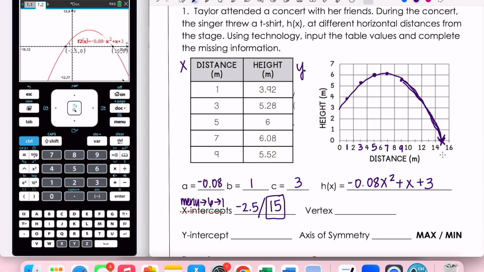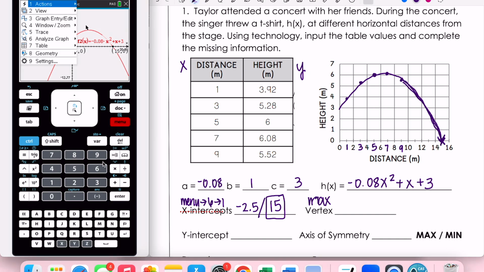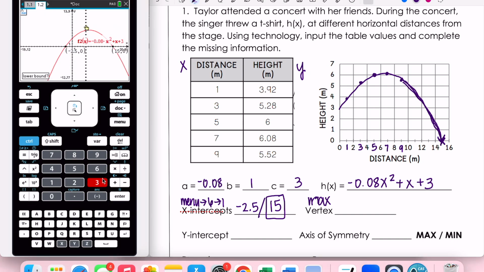Okay, next up, I want to identify the vertex. So to identify the vertex, remember, you have to start off by checking to see if this is the lowest or highest point on your graph. Well, this is the highest point. So because this is the highest point, this is our maximum value. And so because it's my maximum value, I can press menu, 6 to analyze graph, and 3 for maximum.